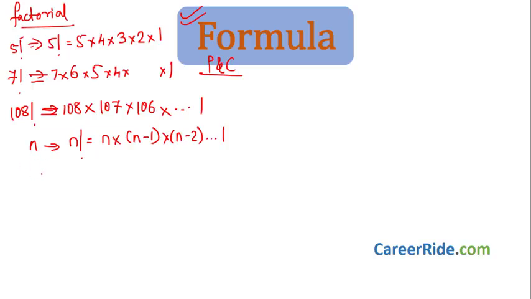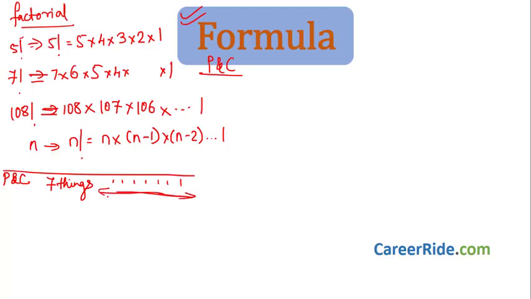Now let us move to another concept which is related to factorial, and which is also related to permutation and combination. Say you have 7 things, 1 2 3 4 5 6 and 7, and you want to arrange these 7 things in a single line. In how many possible ways can you arrange them? Very easy. When you want to arrange these things in a single line, you can arrange them in 7 factorial ways.